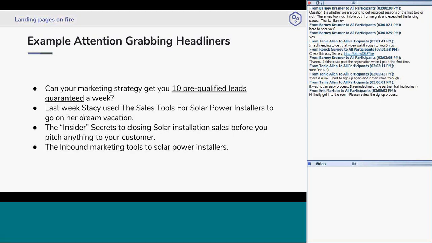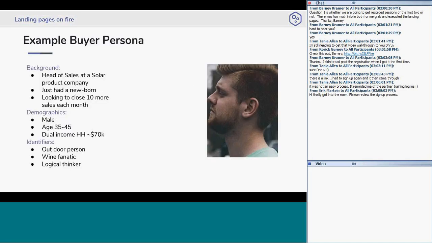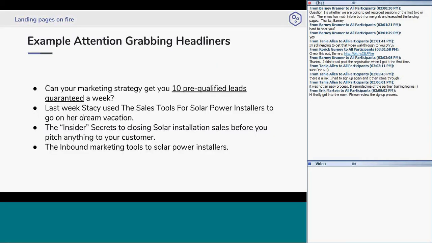And so matching Stacy, or your ideal person's end goal in mind, with the product or service that you are offering, right? The next one is the insider secret to close solar installation sales before you pitch anything to your customer. Now, something like this definitely gets to the person, like this gentleman who is looking to close 10 more sales each month. A message like that definitely creates a hot button in their mind, right?